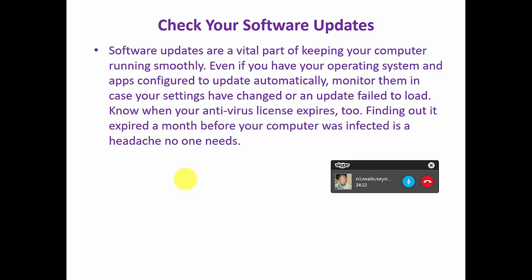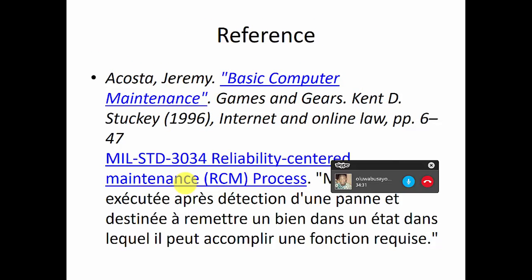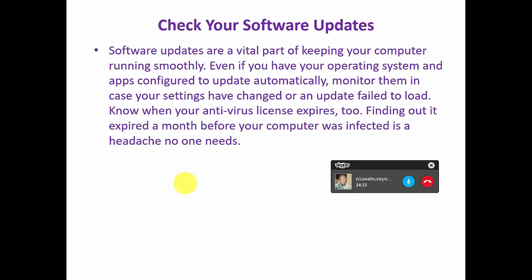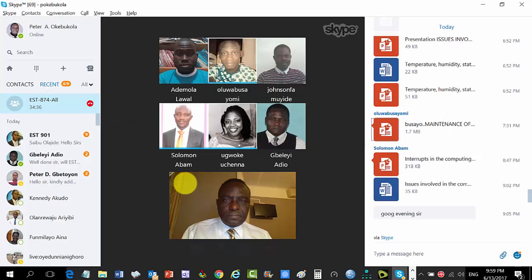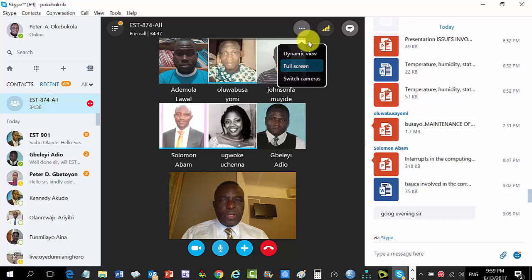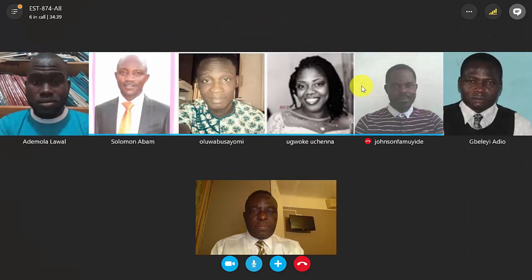Finding out if it has an expired month before your computer was affected is a headache no one needs. So these are just the preventive measures to take to actually keep your computer or your laptop working in good condition. Thank you, sir. Thank you very much. Let us applaud him. Thank you.